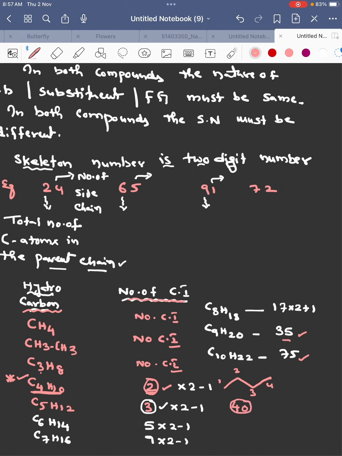What is the one more isomer? Then I will keep 3 carbons in the parent chain. 3 carbons is the parent chain, and 1 carbon must be a side chain. So what is the numbering highlighted? 1, 2, 3. Total number of carbons in the parent chain is 3. So the number of side chains is 1. See here, the skeleton number must be different. They are called chain isomers of each other. This compound is called n-butane. This is called isobutane. One is called n-butane, the other is called isobutane. We got 2 isomers.